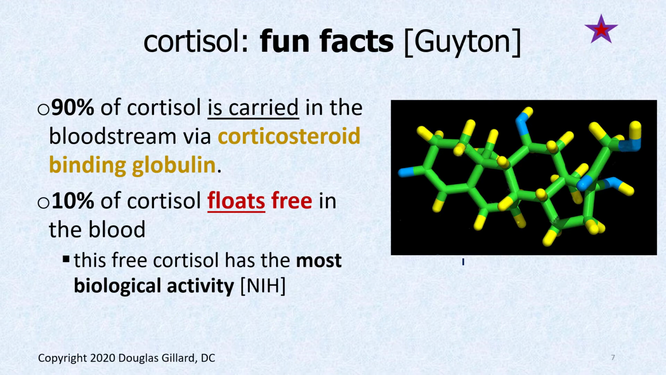Fun facts, there's a cortisol molecule for all you biochemistry people out there. How does it travel through the blood? About 90% of it is actually bound to corticosteroid binding globulin. 10% floats free through the bloodstream. The free form has the most biological activity.